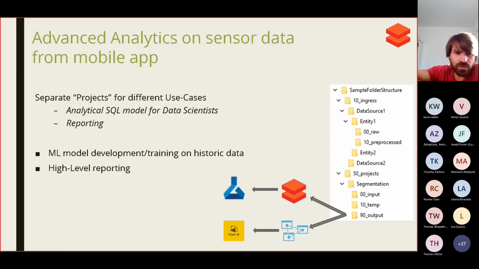So we also use this data to source a Power BI report, which was then displayed in a dedicated portal for that customer. And as I said before, as a base for data scientists. So these were the two use cases that we covered there.